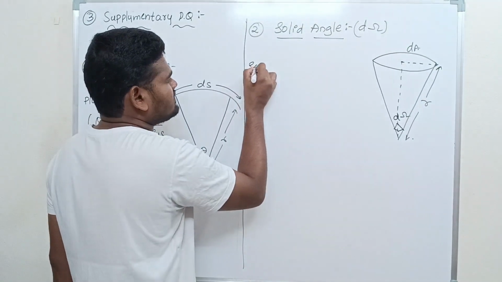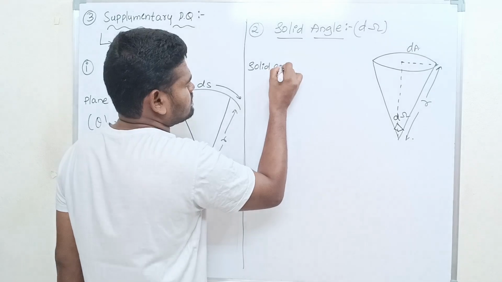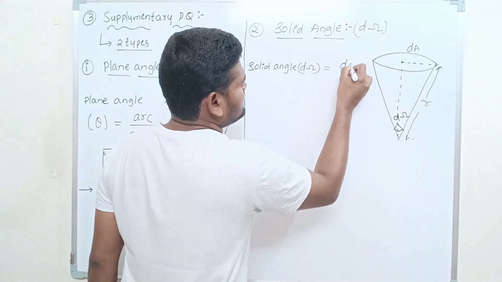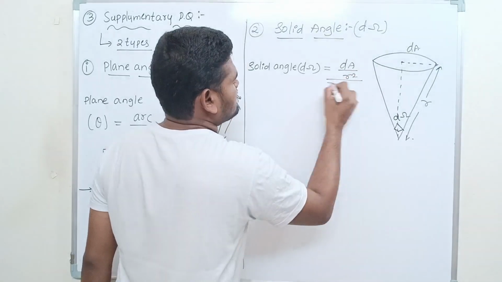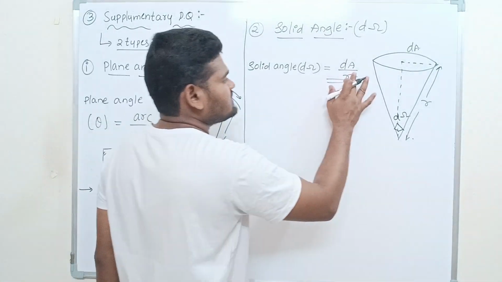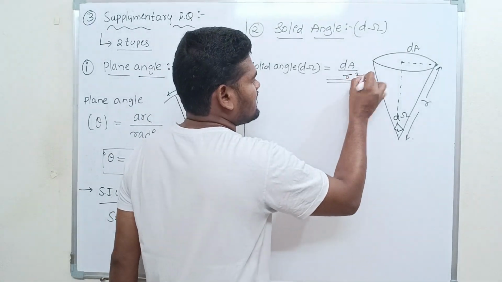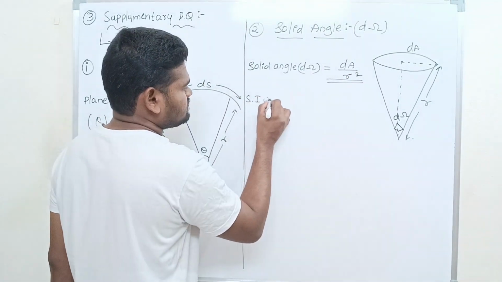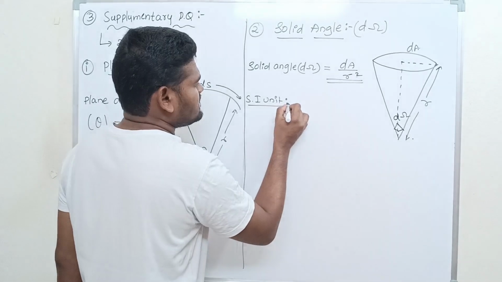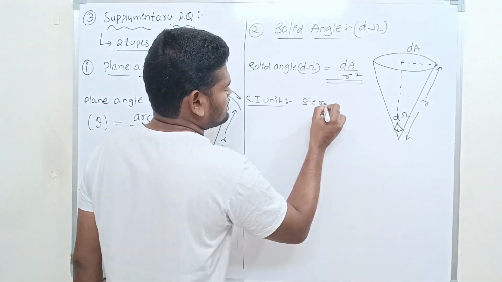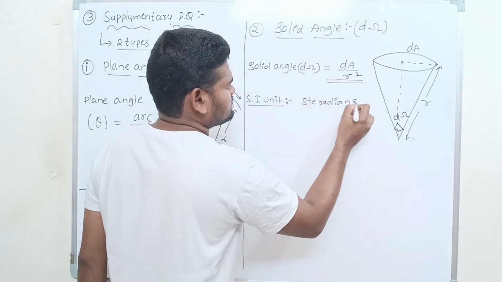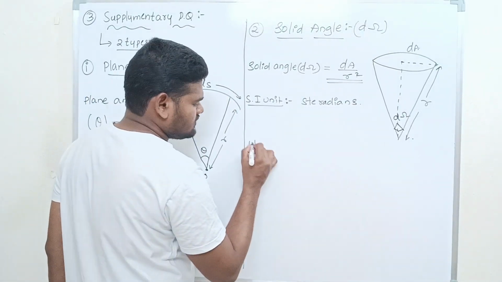The solid angle d omega is equal to dA by r square. So this is the formula for solid angle. The SI units are steradians. So let us see one note.